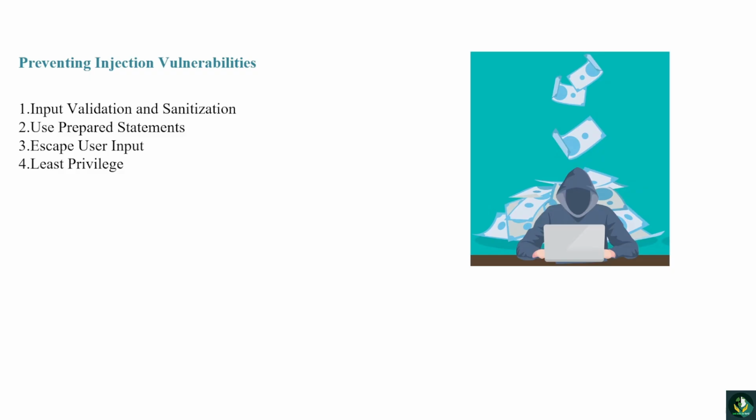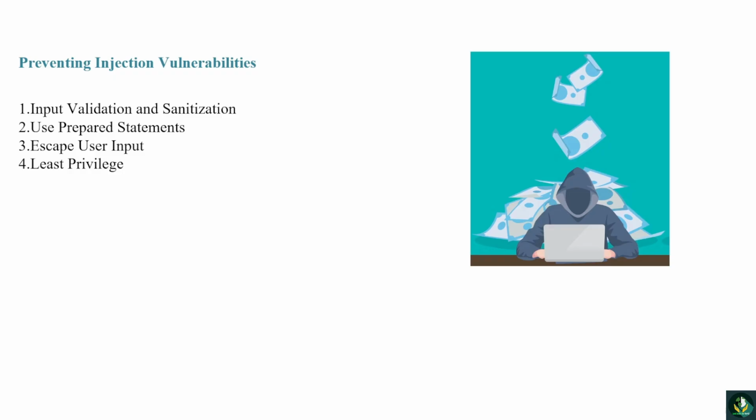Preventing injection vulnerabilities. To prevent injection vulnerabilities, we consider some best practices. First one is input validation and sanitization. Always validate and sanitize user inputs to ensure they conform to expected formats. Use prepared statements. For SQL queries, use parameterized queries or prepared statements to separate data from code. Escape user input. Properly escape user input when displaying it on web pages to prevent cross-site scripting attacks. Least privilege principle. Limit the permissions of your database and application accounts to minimize the impact of a successful attack.